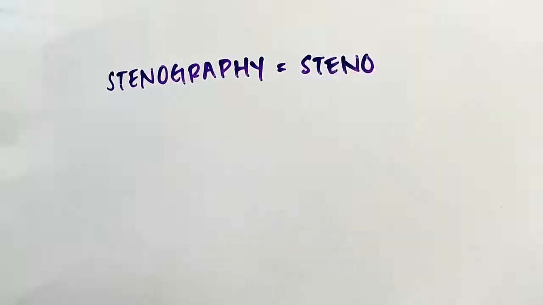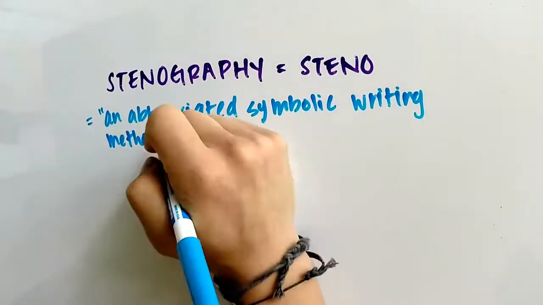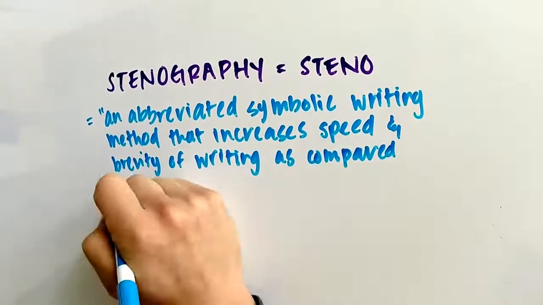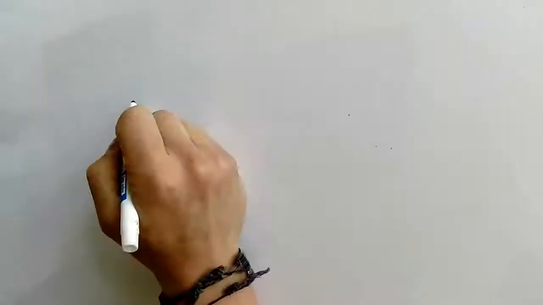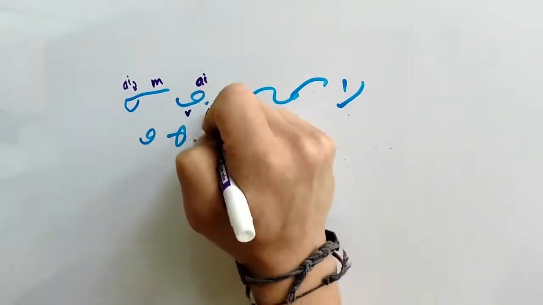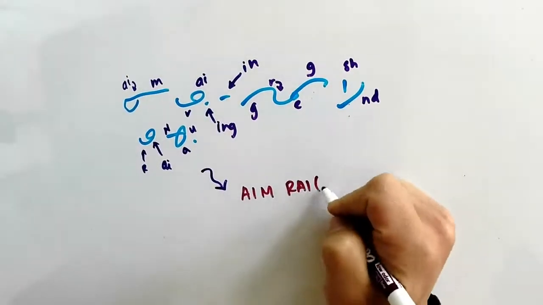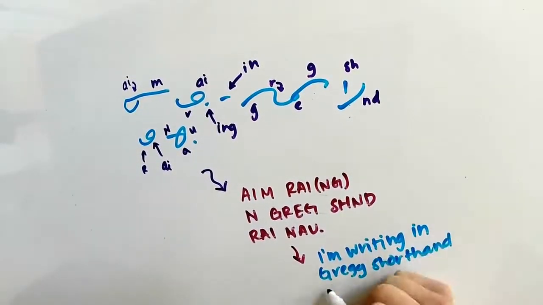Steno, which is short for stenography, also known as shorthand, is an abbreviated symbolic writing method that increases speed and brevity of writing as compared to a normal method of writing a language, with the ultimate goal being the ability to write as fast as someone can speak. Back in the olden days, this was accomplished by means of a written shorthand system like Gregg or Pitman, in which series of lines, curves, dashes, and dots represented sounds, which had to later then be transcribed back to conventional text by the original stenographer.